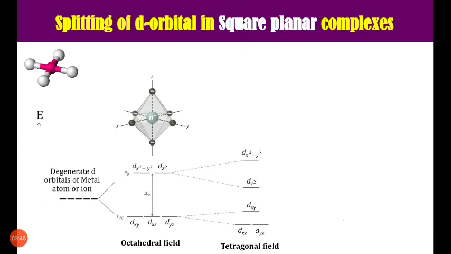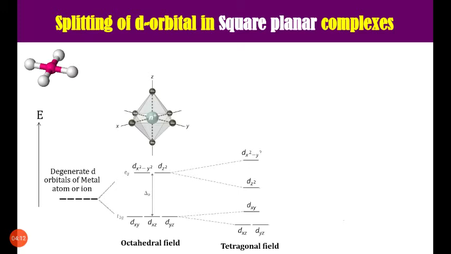Why? Because we are removing the ligands from the z-axis, meaning there will be less interaction, and due to that less interaction, the energy of dz square orbital will decrease, and the ligands are approaching along the x and y axes, and due to that the energy of dx square minus y square will increase. Similarly it happens for t2g.